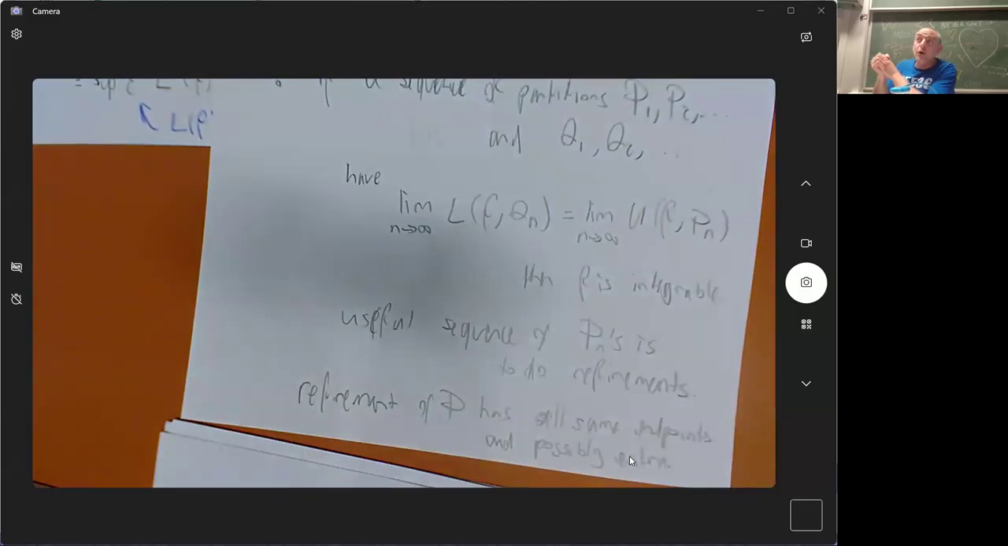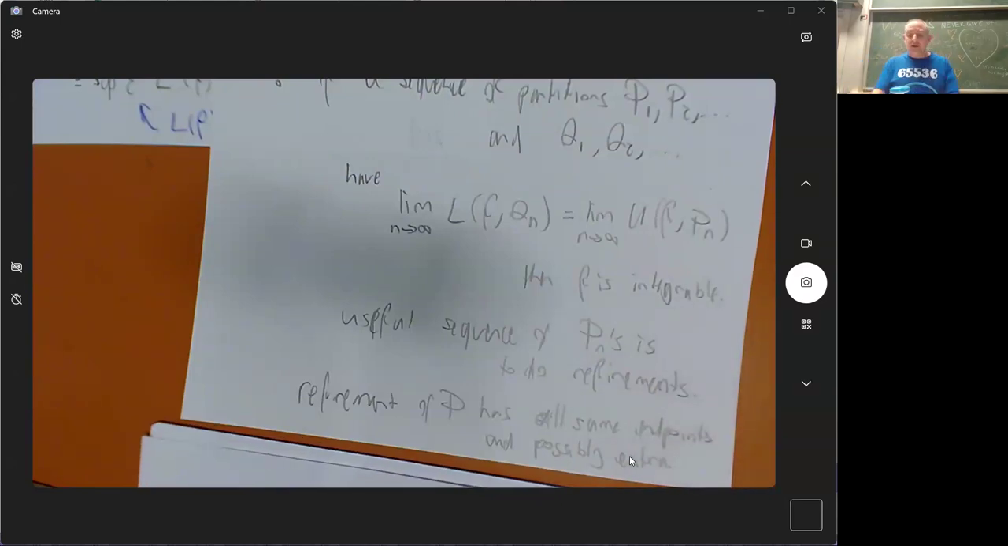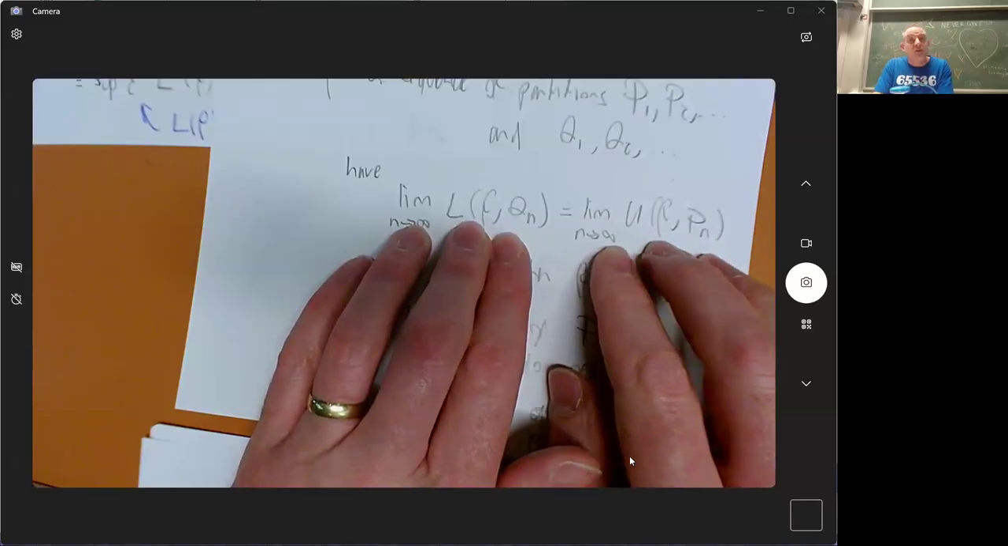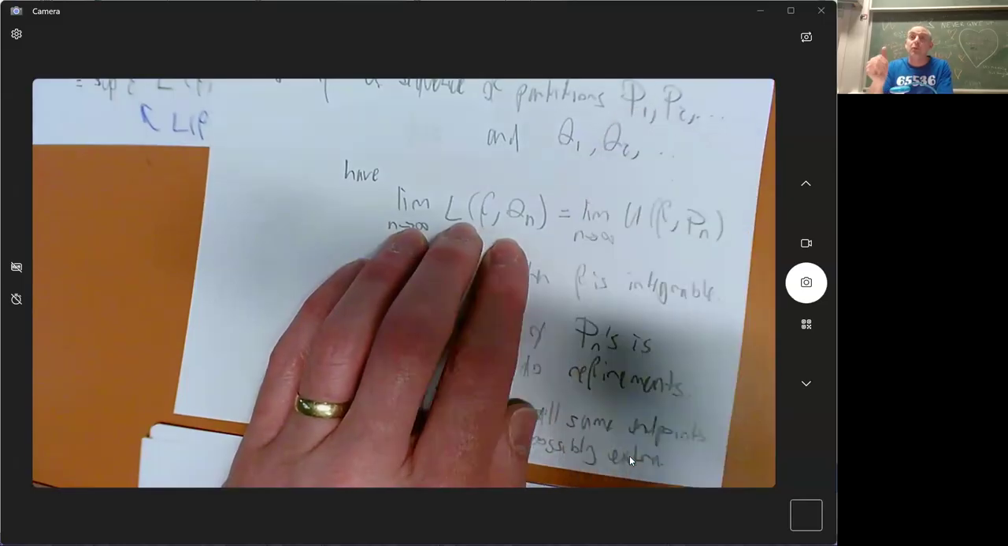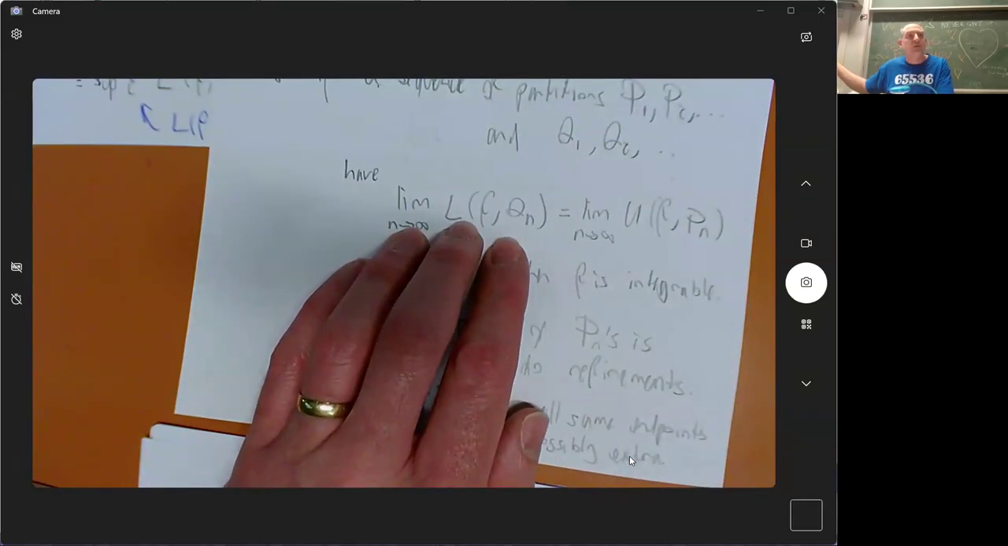Actually, technically no, they weren't refinements in Maths 1A, because you changed the number of intervals. If you go from 2 intervals to 3, none of those endpoints match. But if you keep halving the intervals and go from 2 to 4 to 8 to 16, that would be a good one. So essentially this one here is the Maths 1A definition of the integral, but the specific partitions are equal partitions into 1, 2, 3, 4, 5 intervals.